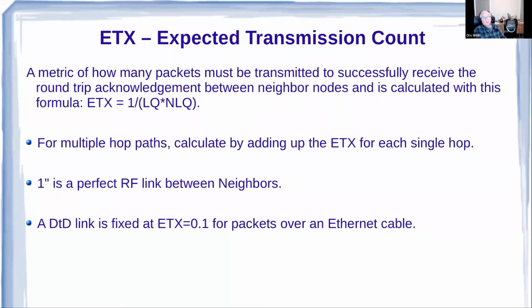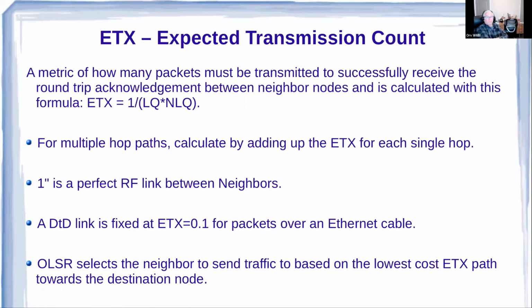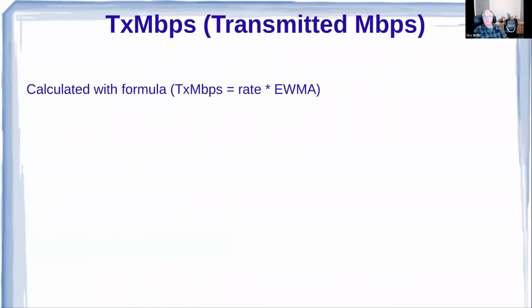When DTD is carried over a microwave link, a non-AREDN link, it's also 0.1, although you may in fact lose packets over that, I don't know, Part 15 network or whatever. So that's kind of an issue that nobody's resolved yet. Obviously, OLSR selects the path based on the lowest cost ETX towards the destination node. And that can be an issue, and let's talk about it in a little bit.